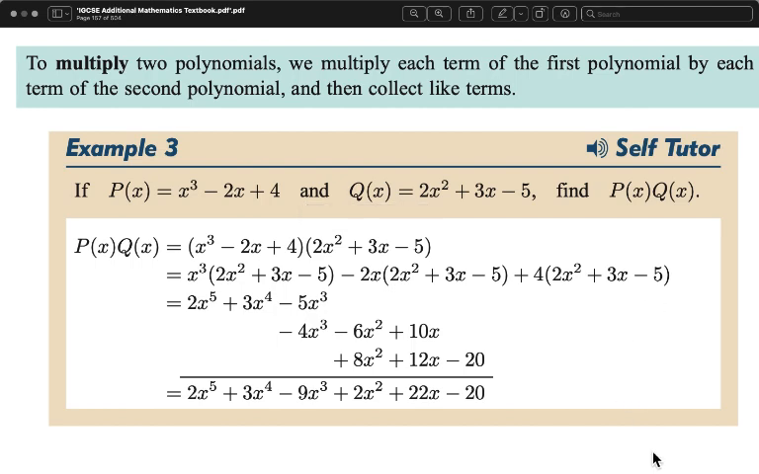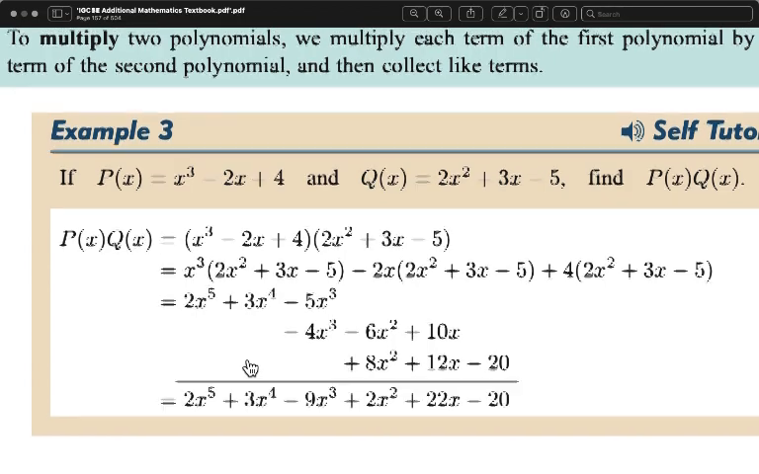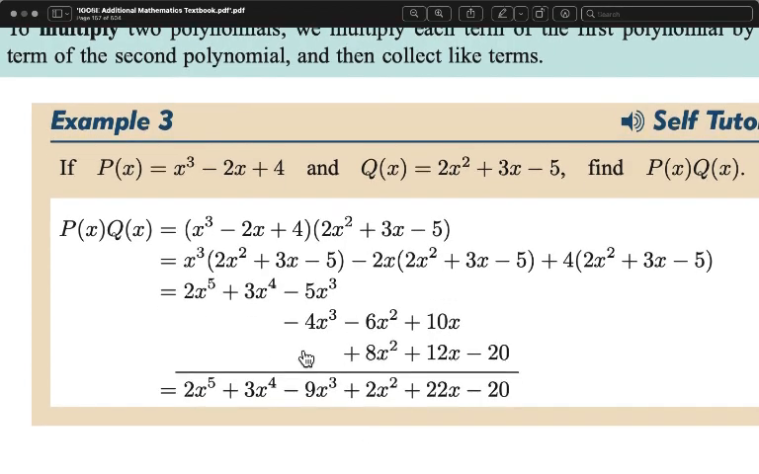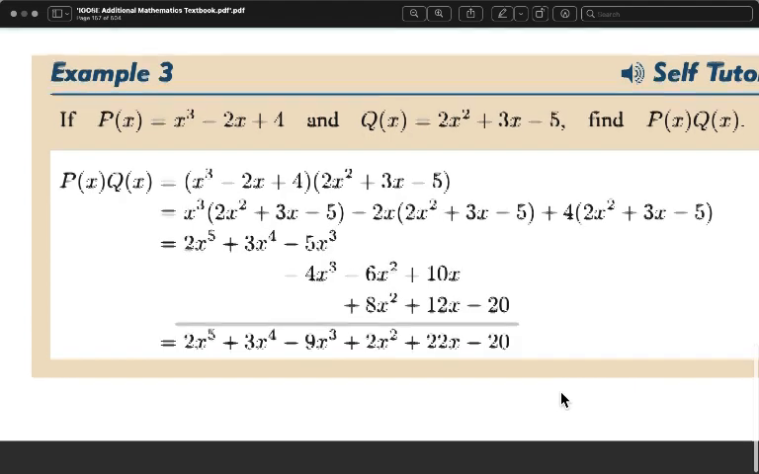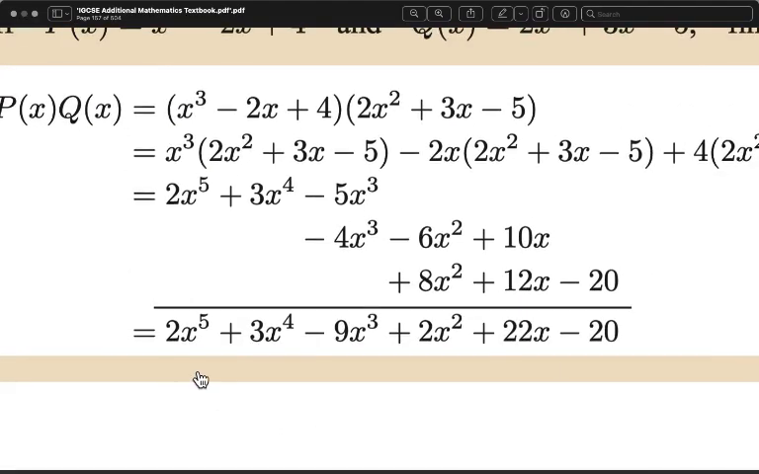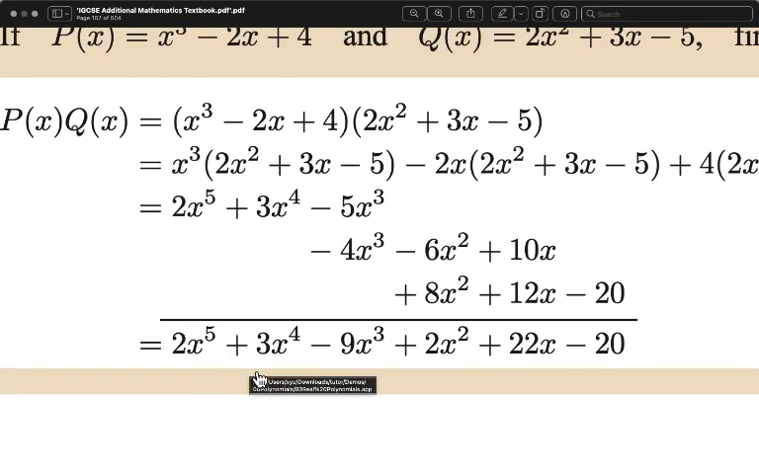After writing everything together, the like terms are combined, as you see here. So the final equation is 2x to the power 5 plus 3x to the power 4 minus 9x cubed plus 2x squared plus 22x minus 20.